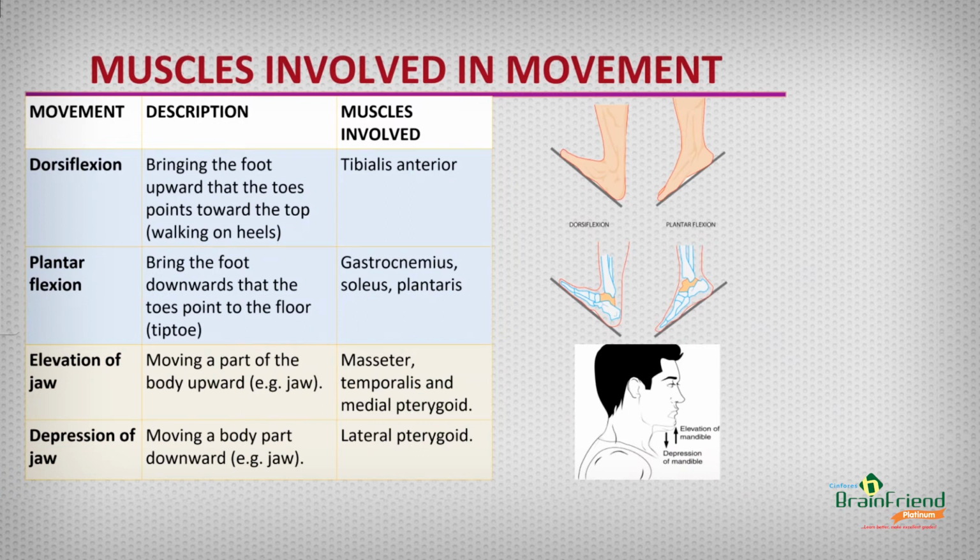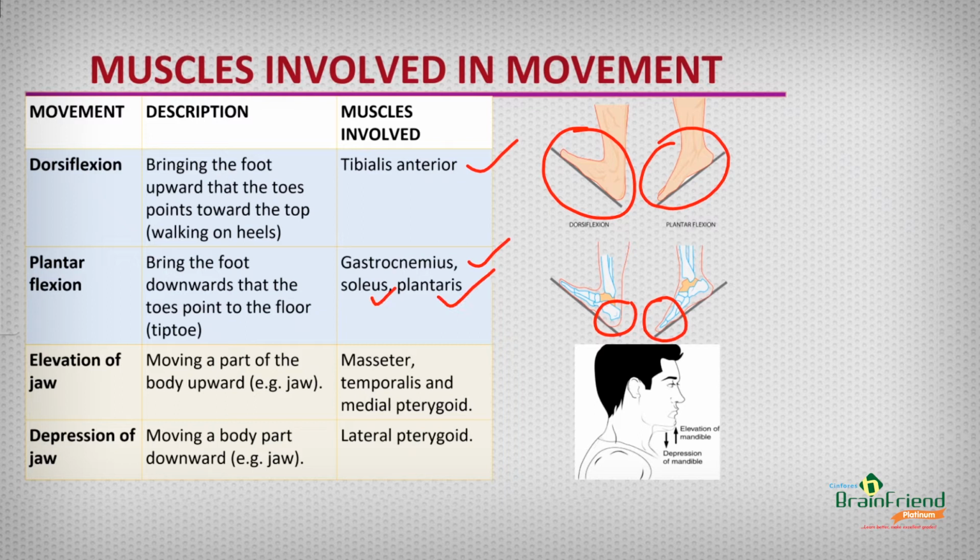Now let's talk about another muscular movement, which are dorsiflexion and plantar flexion. In dorsiflexion, we bring the foot upward, so that the toes point towards the top. Dorsiflexion requires that we walk on our heels, and the muscle involved is the tibialis anterior. While in plantar flexion, we bring the foot downwards, so that the toes point towards the floor. The muscles involved for this movement are the gastrocnemius muscle, the soleus, and the plantaris.